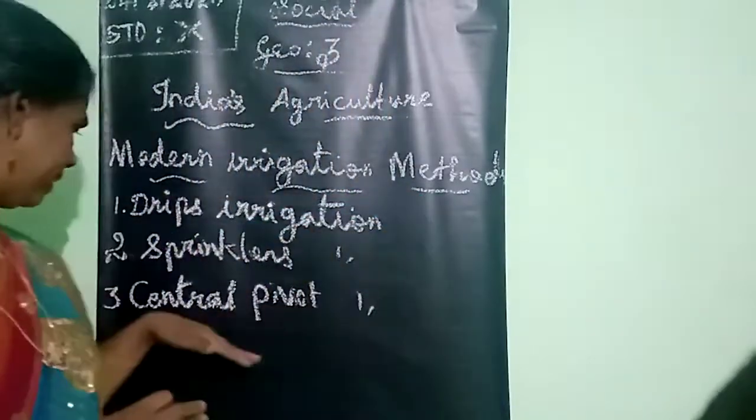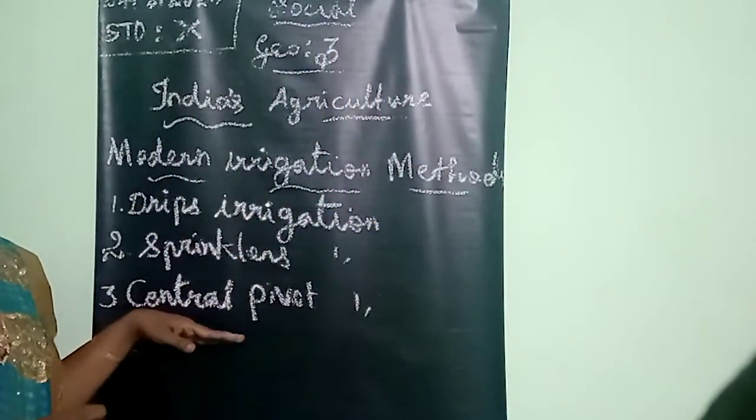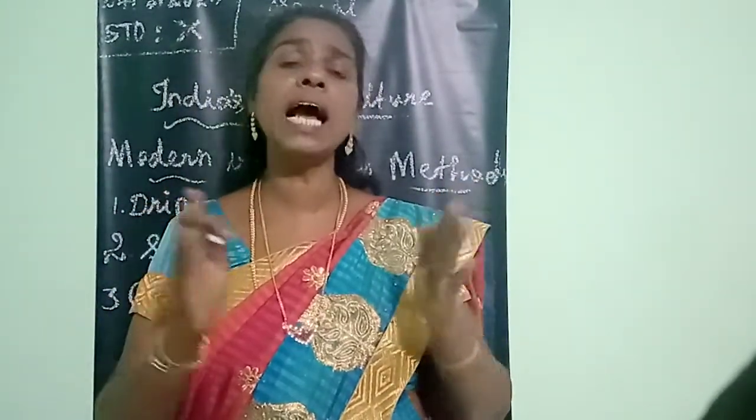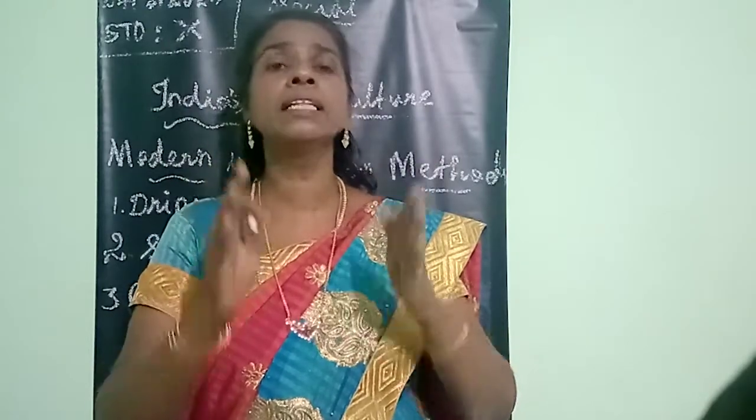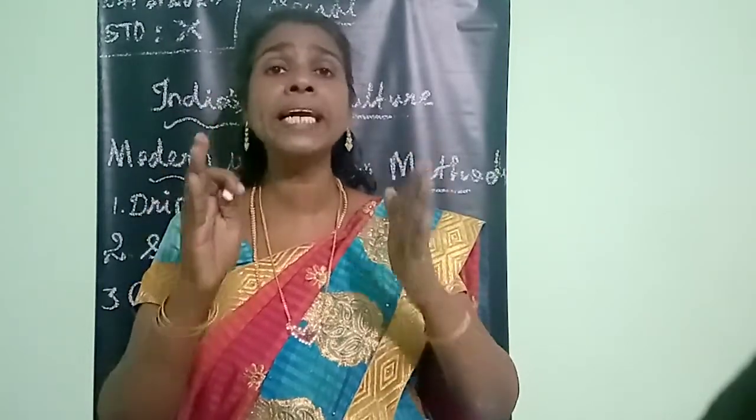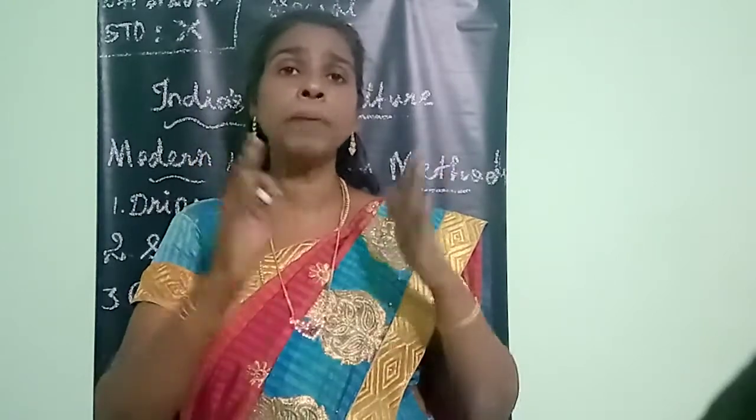Then the third one is central pivot irrigation. It is also called water wheel and circle irrigation. It is the method of crop irrigation where the equipment rotates around a center. The crops are irrigated with sprinklers. Sprinklers means spreading the water like rain. These are the three modern irrigation methods.